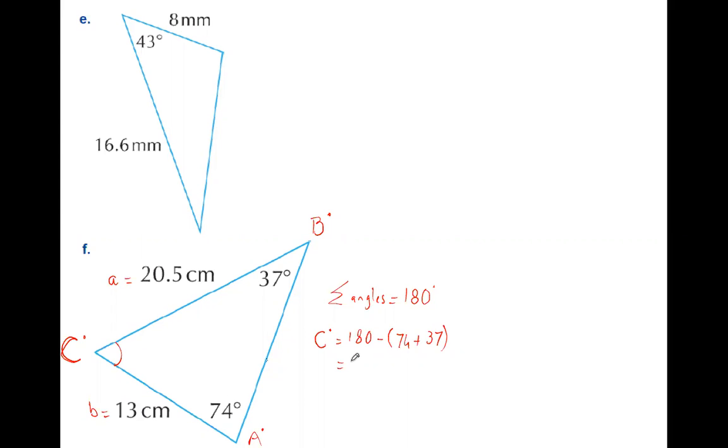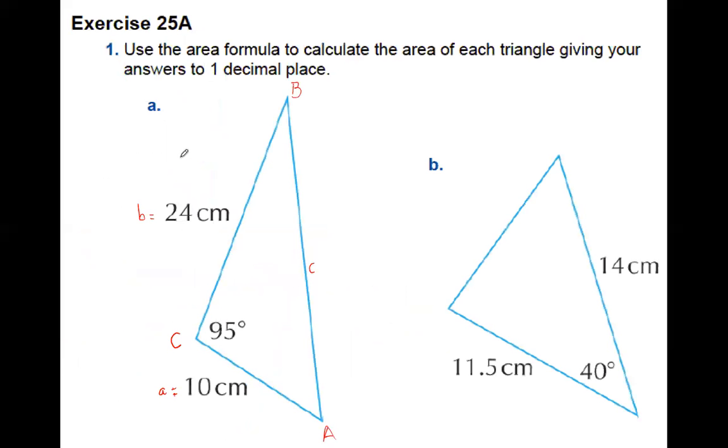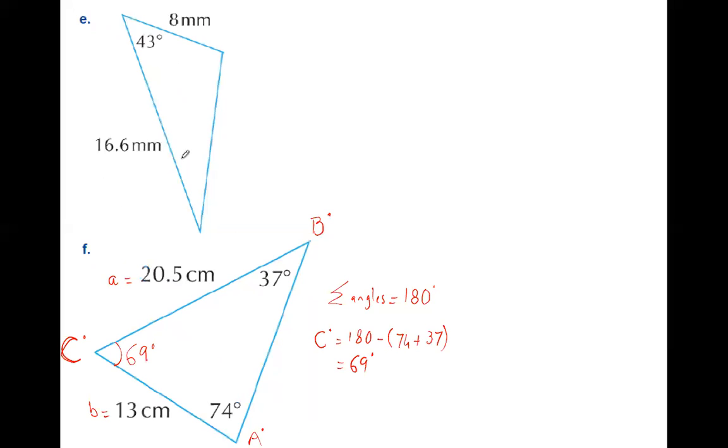So there you go, you've got your angle there. Remember I said you need to find an angle between two sides. I've got my two sides there. I've got to find that angle. Now I've got my angle, I can apply the formula because they've asked us at the start, calculate. Remember the question? Use the area formula to calculate the area of each triangle, giving your answers to one decimal place. That's me now. I've got everything I need.